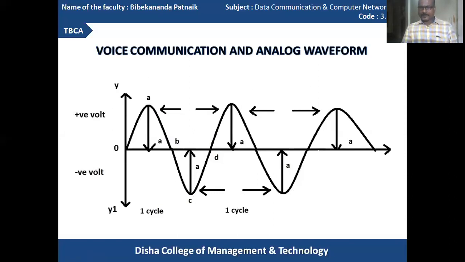While two persons communicate with each other with the help of a common communication device, basically a telephone or walkie-talkie, in this situation the voice signal is converted into an analog signal and transmitted over a telephone cable or telephone line as a waveform. So this type of communication is known as voice communication and analog waveform.